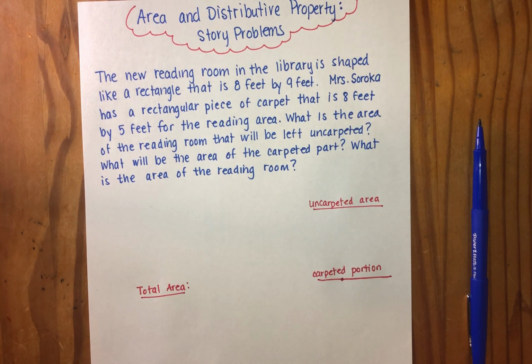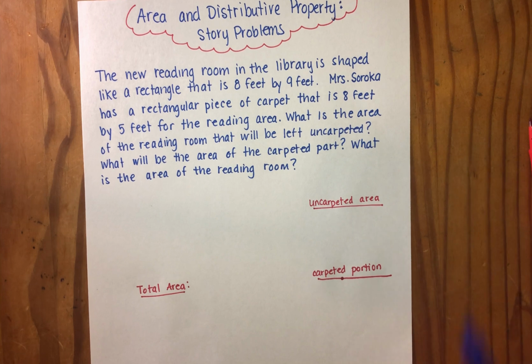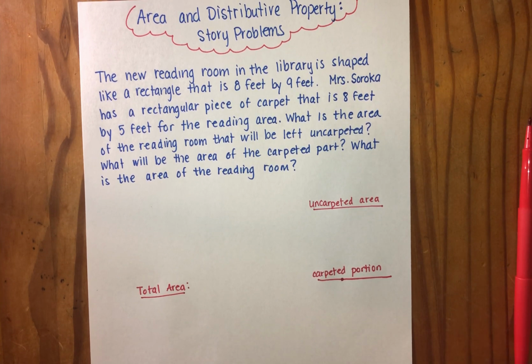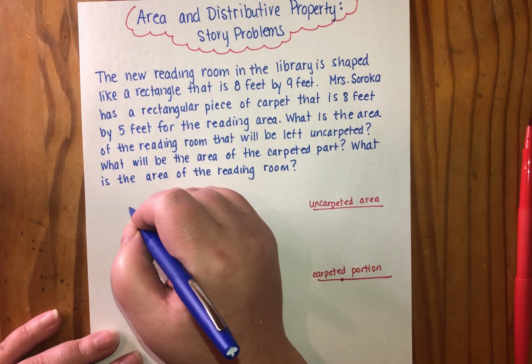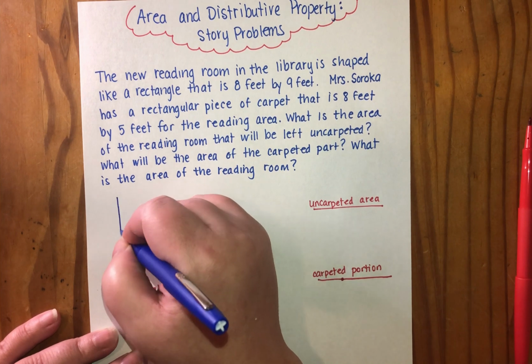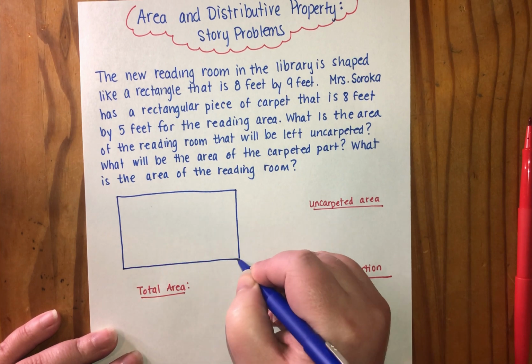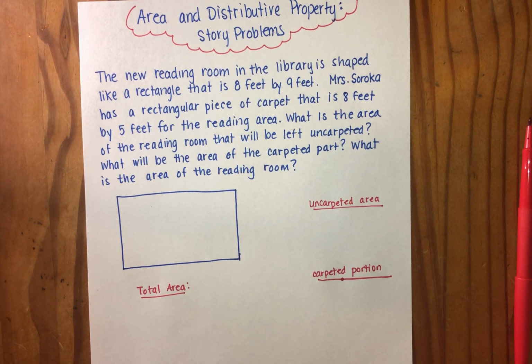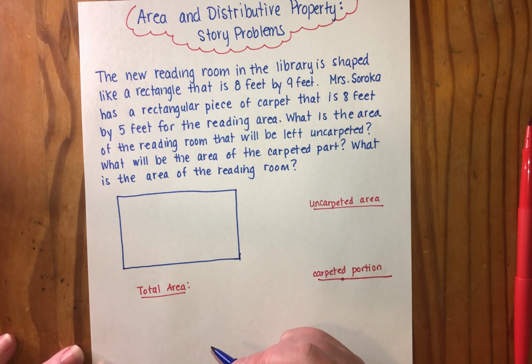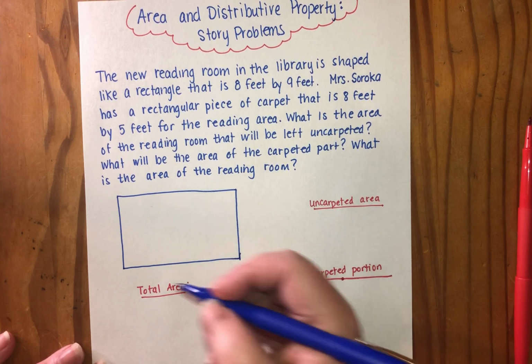What did you do to begin representing this problem? Say it out loud. I heard some scholars say that they drew a rectangle to represent Mrs. Soroka's reading room. Great job. What else should we do with this rectangle to represent this problem? Say it out loud. Yes, we know from the story problem that the room measures 8 feet by 9 feet, so we should label the sides of the room using the information that we know.